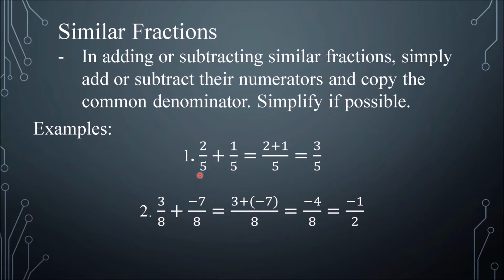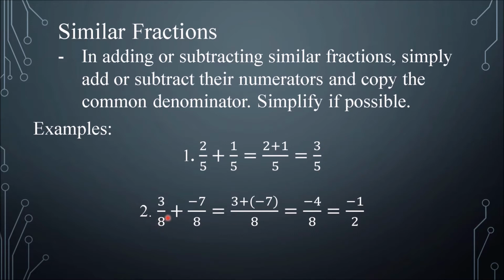Examples. Number 1. 2/5 plus 1/5 is equal to, so we add the numerators, 2 plus 1, and then we copy the common denominator, which is 5. So we have 2 plus 1 is equal to 3, and then copy denominator 5. The final answer is 3/5.